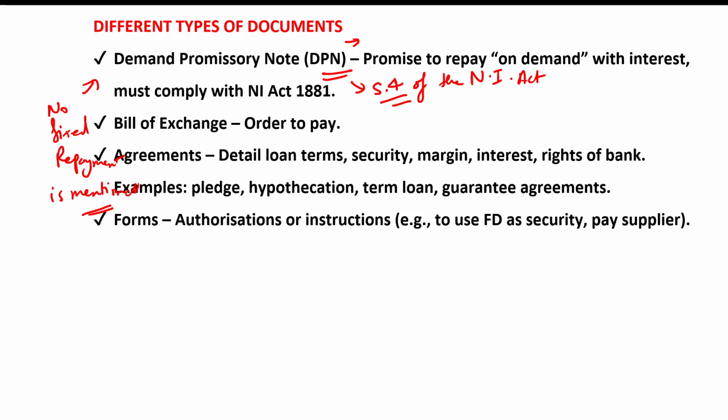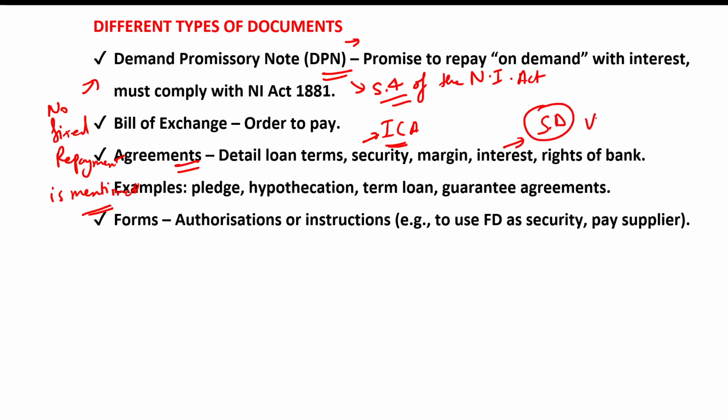Bill of exchange is a written order from the borrower to pay a fixed sum to the bank or its order. So this is an order to pay. Agreements are detailed contracts stating all the terms and conditions of the loan, with loan reference. So the Indian Contract Act is the reference law for agreements. It contains loan amount, interest rate, penal interest, margin percentage, repayment schedule, bank's right on default, details of the securities, and the stamp duty varies from state to state.